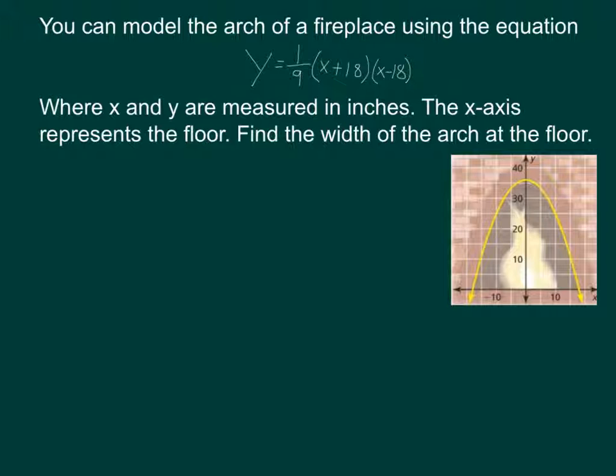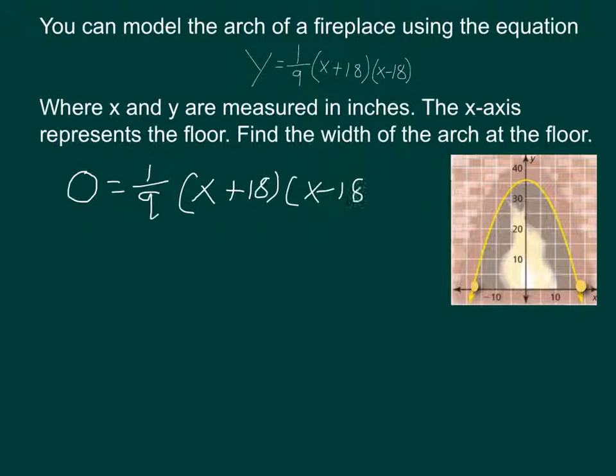Now, the curve, or the fireplace, hits the floor, or the x-axis, at 2 points, highlighted here. At those locations, the y value of the equation is 0. That's the x-intercept, or the two x-intercepts. The x-intercepts occur when y equals 0. So that means that I can take my original equation and replace the y with the value 0. So I will now have 0 equals 1/9 times (x plus 18) times (x minus 18).